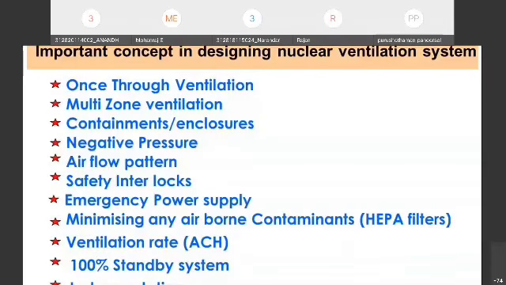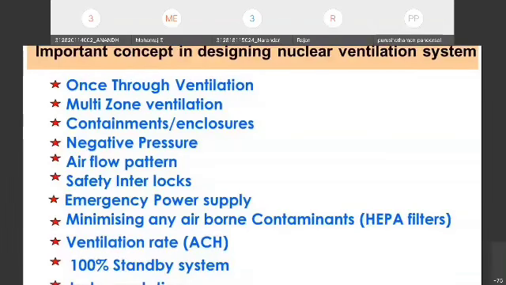Radioactive materials are handled under negative pressure, and we will have airflow patterns. Generally a flow pattern is followed in these radioactive buildings so that safety is ensured. Then we will have safety interlocks in the exhaust systems and equipment, a lot of safety interlocks. Then we will have emergency power systems available.